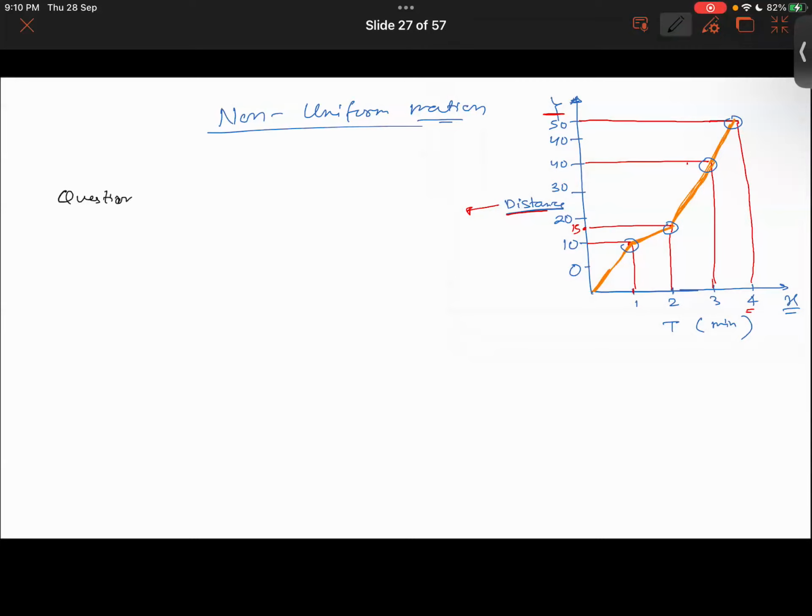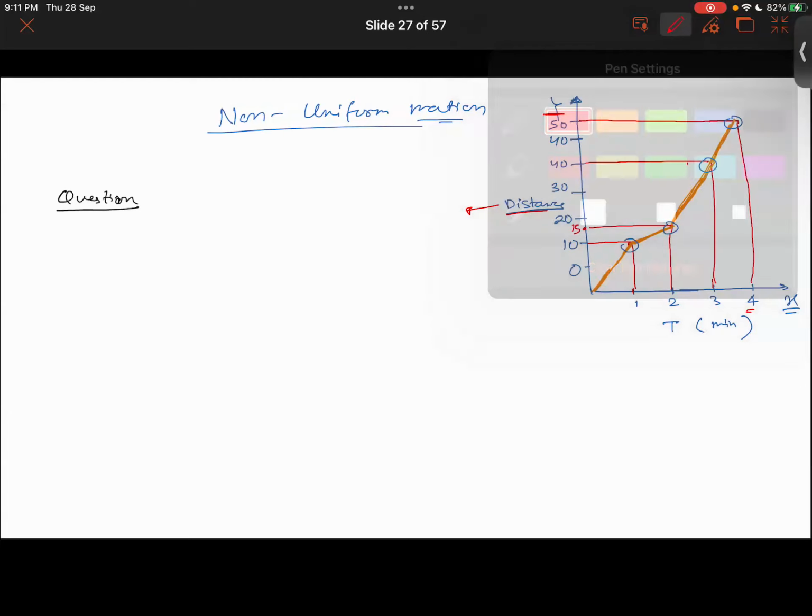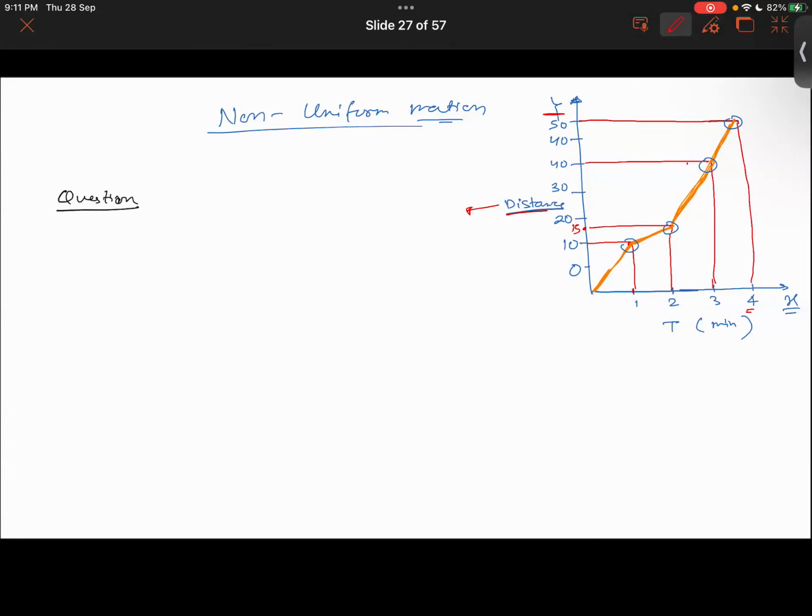Yes, sir. Okay. Also, if you guys observe one more thing, at each point the speed is not the same. Here it is 10 kilometer per minute. At this point it would be 15 upon 2, that is 7.5 kilometer per minute. While here the distance is 40 upon 3, that is 13.3 kilometer per minute. And here again the speed is 50 upon 4, that is 12.25 kilometer per minute.